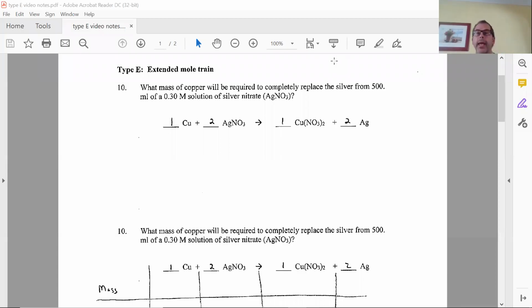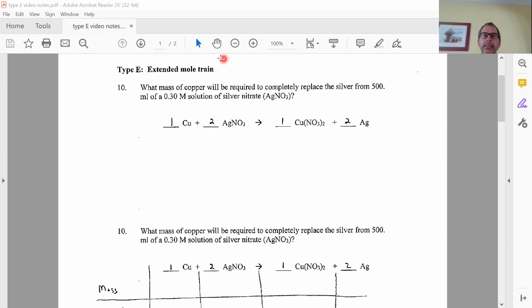We are going to look at an extended mole train problem. And let's take a look. This is number 10 on page 4 of homework packet 8. What mass of copper will be required to completely replace the silver from 500 milliliters of a 0.30 molarity solution of silver nitrate?